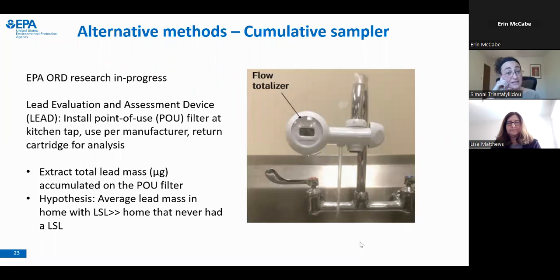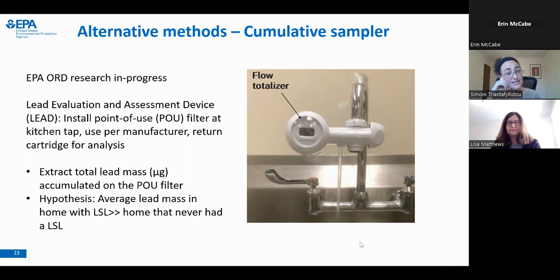Speaking of alternative methods, one that we thought was attractive was what we call the cumulative sampler. It's basically a passive sampler. It's nothing else than a point of use filter that can be installed on the kitchen tap, used by the manufacturer to reduce lead from tap water, and then at the end of the lifetime of the filter, be returned to the lab for analysis.